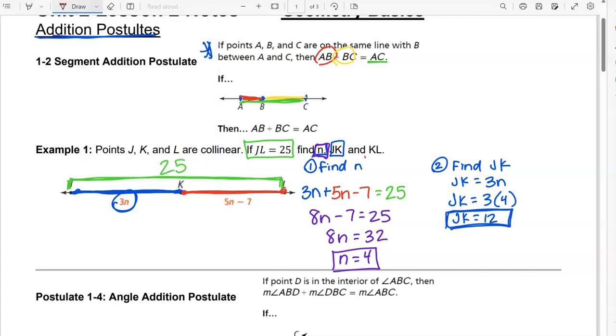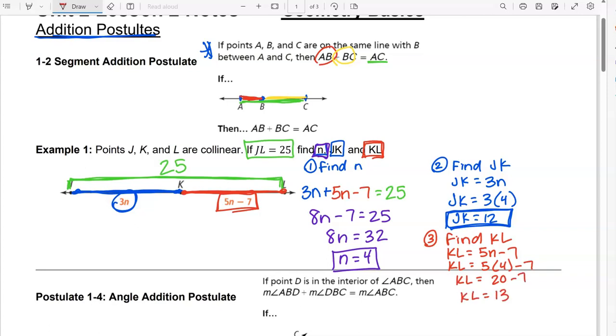And then the last piece of this is KL. We're going to do the exact same thing to find KL. Remember, KL is 5n minus 7. So we're going to substitute that in. KL equals 5 times 4 minus 7. KL equals 20 minus 7. So that means KL equals 13.